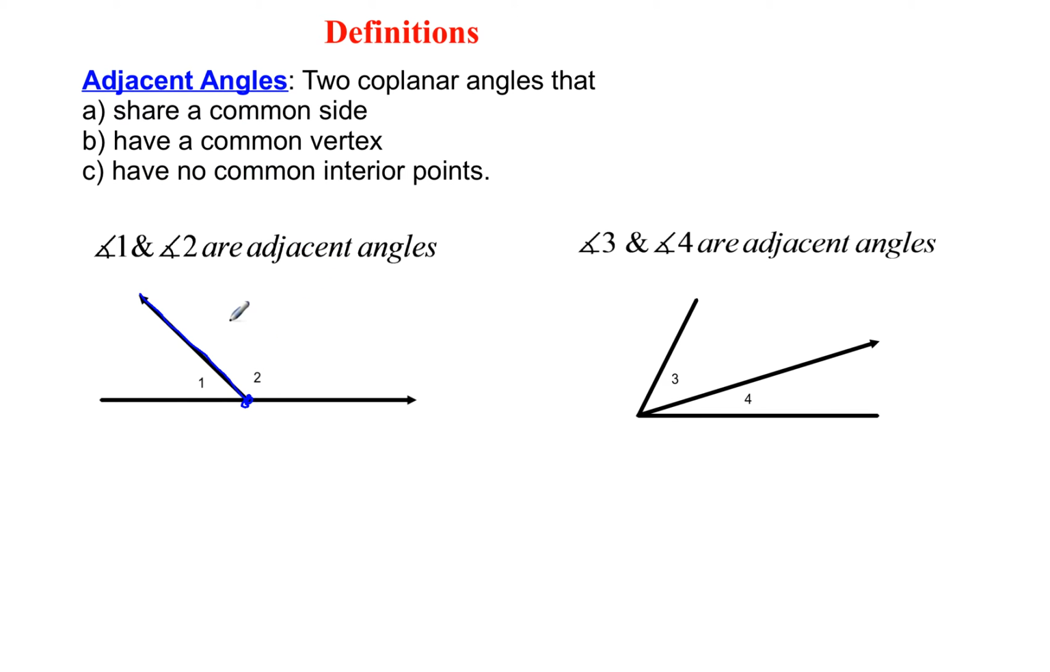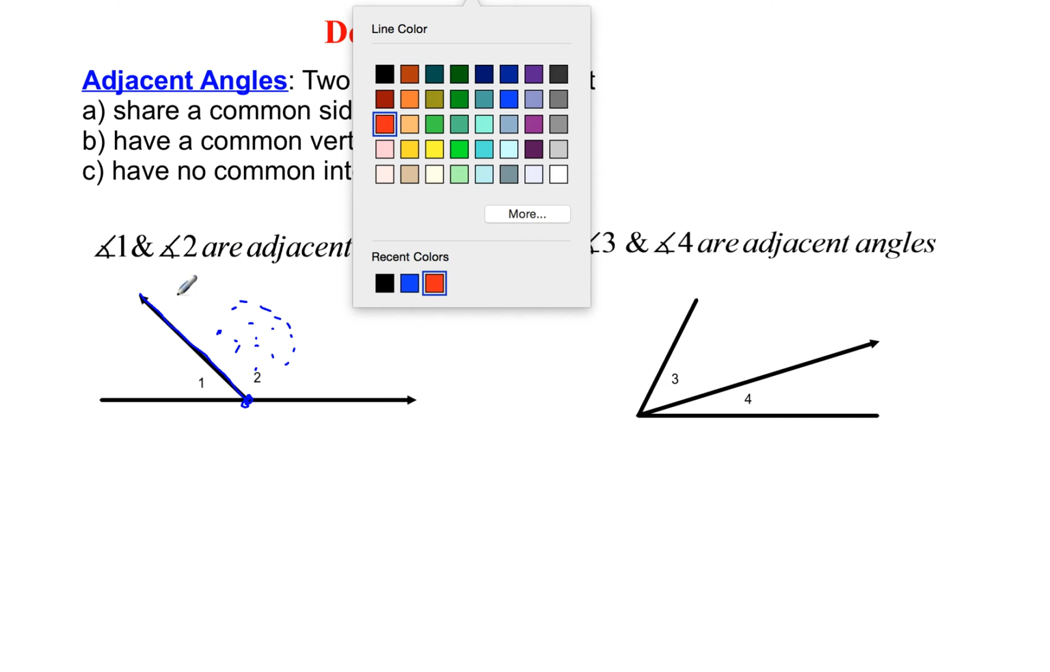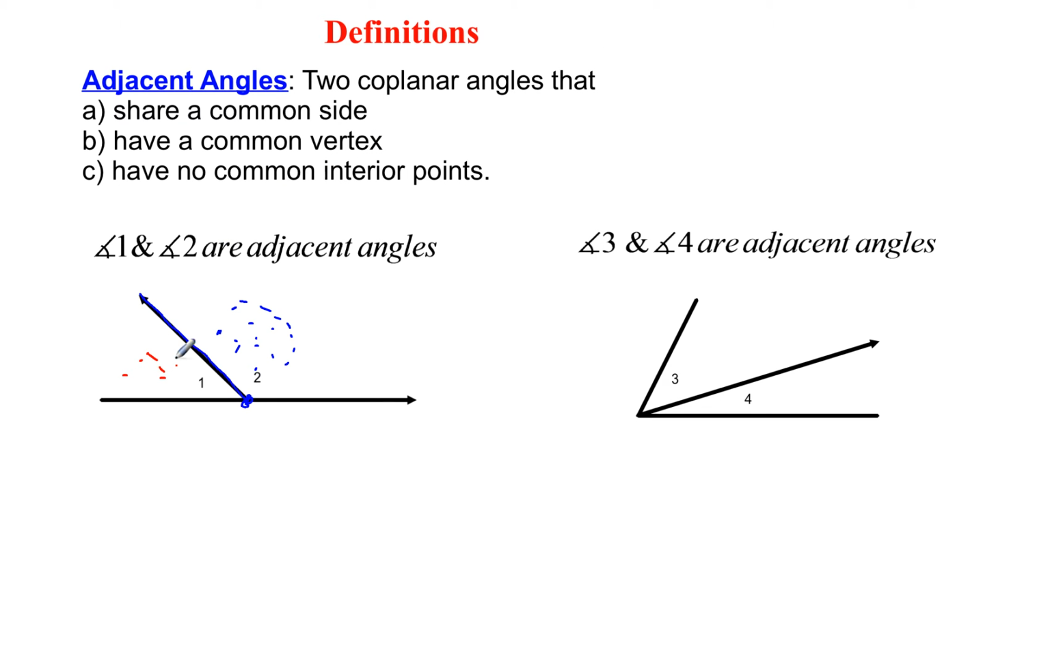What does that mean? Well, imagine these are all the interior points of angle 2. And imagine these are all the interior points of angle 1. There are no points in angle 1 that are in angle 2. Conversely, there are no points in angle 2 that are in angle 1. So therefore, they have no common interior points. Angles 1 and 2 are adjacent.